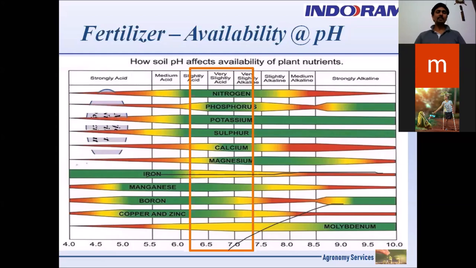But if there is any deficiency despite applying sufficient quantity of fertilizer like NPK, it is always, if the soil is acidic, then the availability of these nutrients is always a challenge. And if the pH is higher, then iron and manganese are always going to be deficient. So this chart you can use after measuring the soil pH. You can get an idea of what is hindering the availability of a plant nutrient.